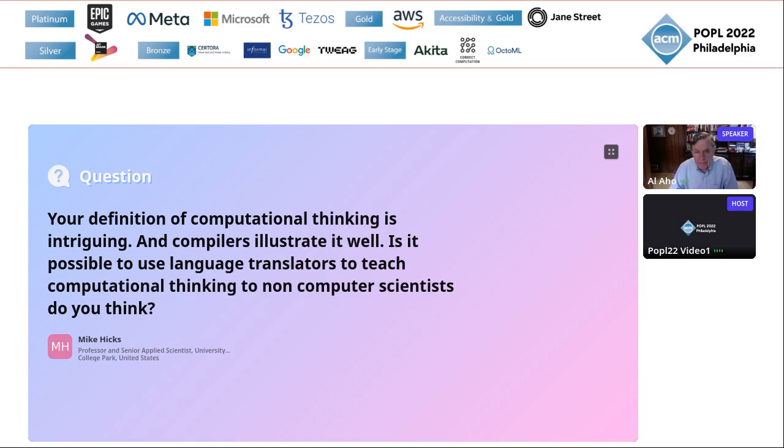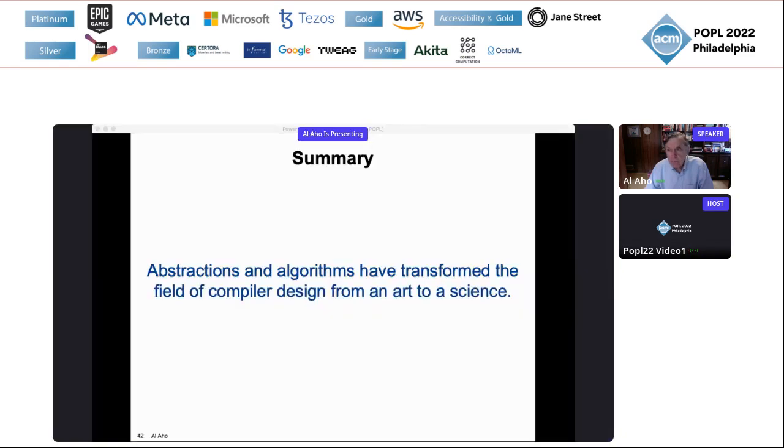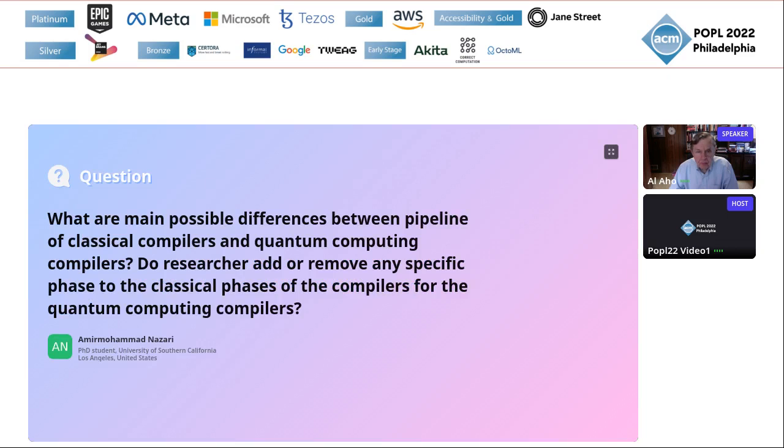Thank you. Maybe one more question, from anyone in the audience, or do we have questions online? So this is from Nizari, and it says, what are the main possible differences between the pipeline of classical compilers and quantum computing compilers? Do researchers add or remove any specific phase to the classical phases of the compilers for quantum computing compilers?